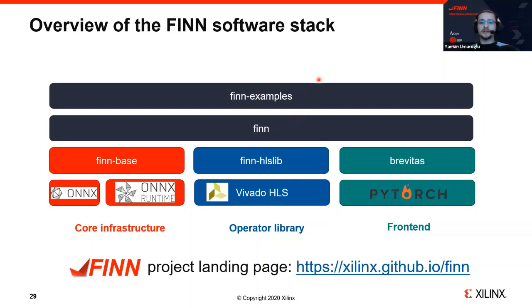At the top of the stack, we have our library of pre-built Finn examples. In the middle, we have the Finn compiler itself. And in turn, the compiler is built on top of 3 pillars. Brevitas, which is our quantization-aware training library in PyTorch, acting as the front end to the compiler. finn-hlslib, which is our Vivado HLS operator library of neural network components. And FinnBase, which provides our core compiler infrastructure together with ONNX and ONNX runtime.